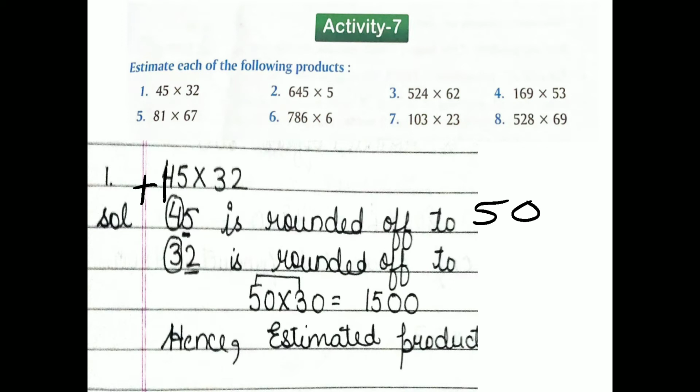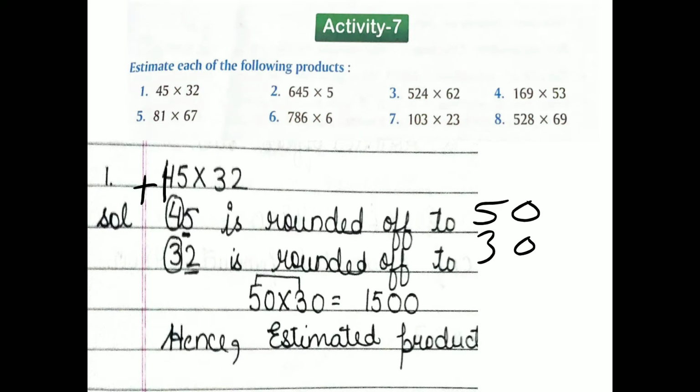Now 32 is rounded off. 32 is closer to which number? 30. How do you know? Because we see the ones place number. The ones place number is 2, which is smaller than 5. So I will not give 1 to the tens place. So that's why my 3 will remain 3 and the underlined digit becomes 0.